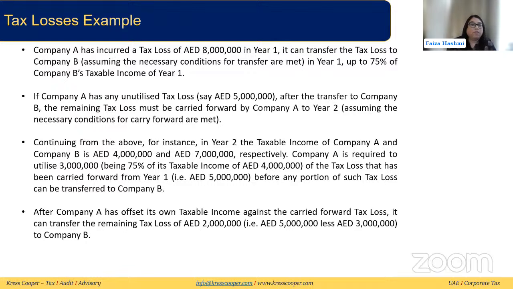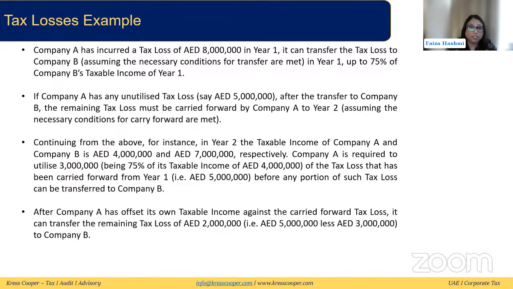So let's take an example. Company A has incurred a tax loss of 8 million in year one. It can transfer the tax loss to company B, assuming the necessary conditions for transfer are met in year one, up to 75% of company B's taxable income of year one. So company A has a loss of 800,000, let's suppose, in year 2024. Then it can transfer the tax loss to company B, assuming they're part of the qualifying group and conditions are being met in year one, up to 75% of company B's taxable income.